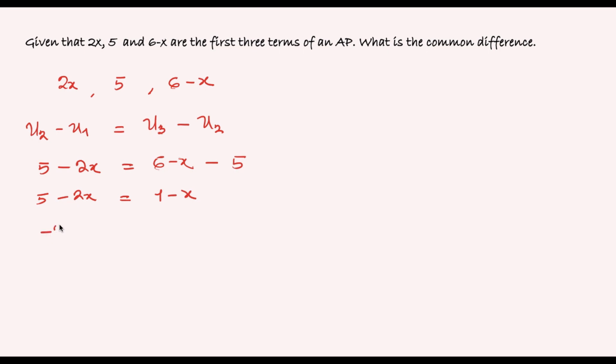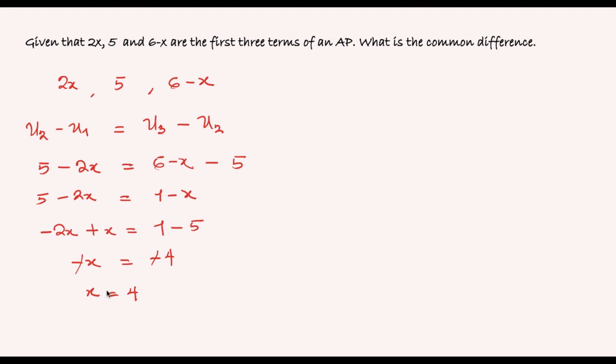We have that minus 2x. If we bring minus x over here, it becomes plus x equals 1. And if we bring 5 over here, it becomes minus 5. So minus 2x plus x is equal to minus x, and 1 minus 5 equals minus 4. But this minus cancels out this minus, so we have that our x is equal to 4.